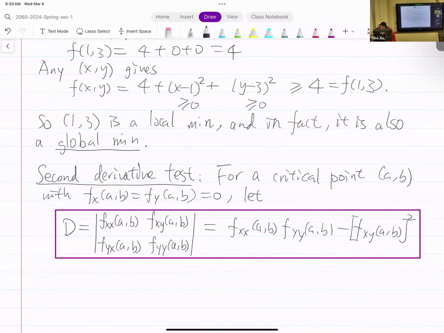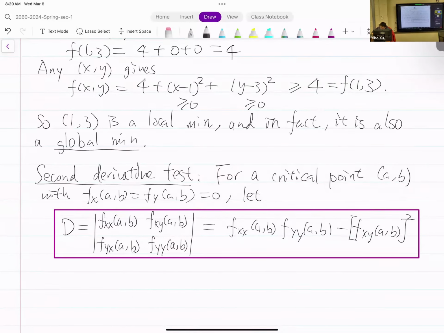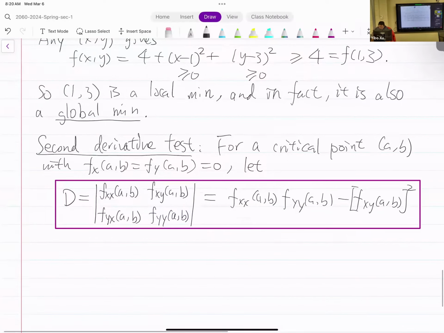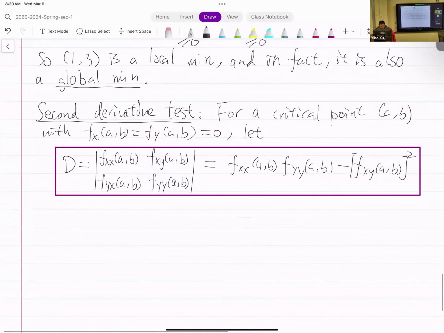Okay. And now we notice that this is actually a bivariate case, so it's complicated. There are 4 cases that we need to watch out for. Case 1. When capital D, when this determinant is negative, that gives you a conclusion that (a, b), the input pair, is a saddle point.